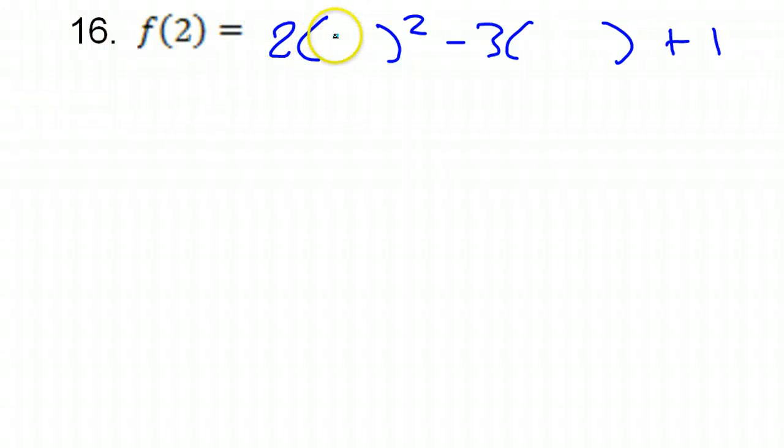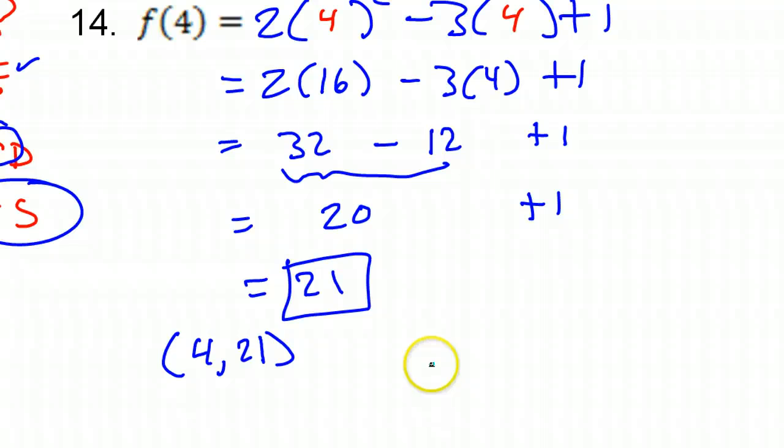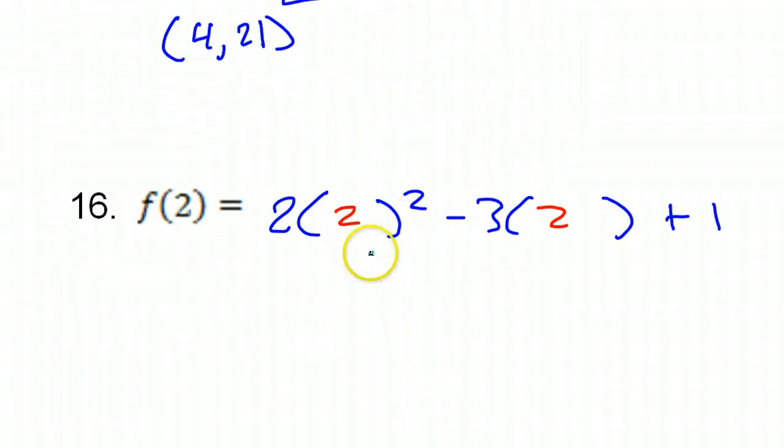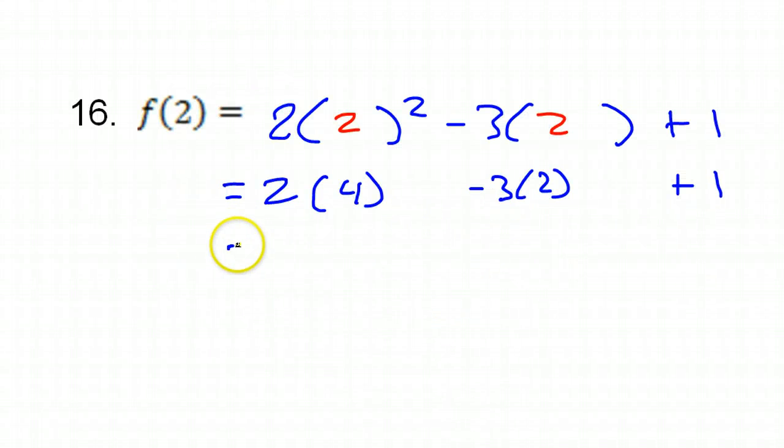Now do your multiplication. So this is 8 and minus 6 and plus 1. Now do your addition and subtraction. 8 minus 6, well, that's 2. 2 plus 1 is 3. So your answer is 3, or as an ordered pair, you could write 2, comma 3.